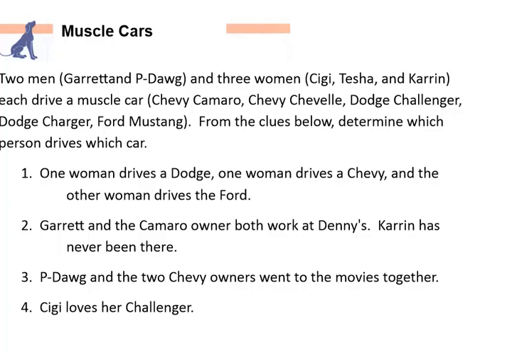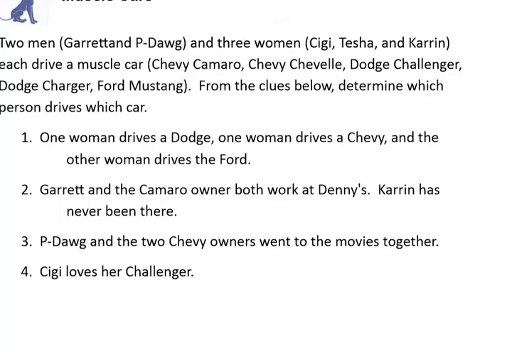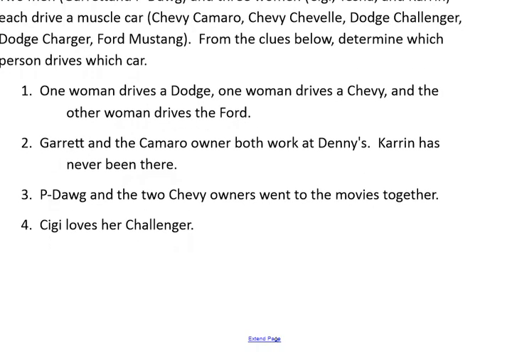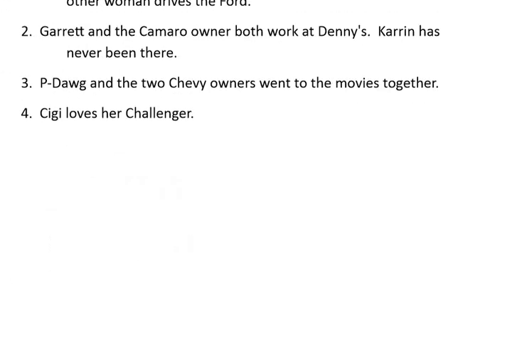2 men, Garrett and P-Dog, and 3 women, CG, Tesha, and Karen, each drive a muscle car: Chevy Camaro, Chevy Chevrolet, Dodge Challenger, Dodge Charger, and a Ford Mustang. From the clues below, determine which person drives which car. Okay, so we're going to first use matrix logic, and we're going to draw a table.